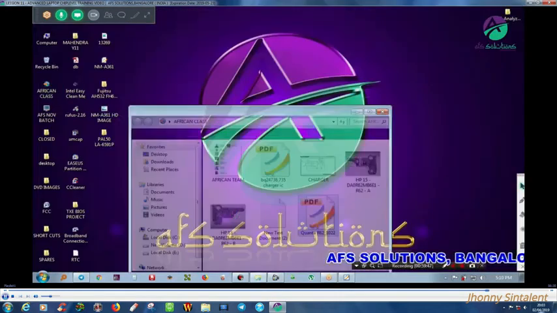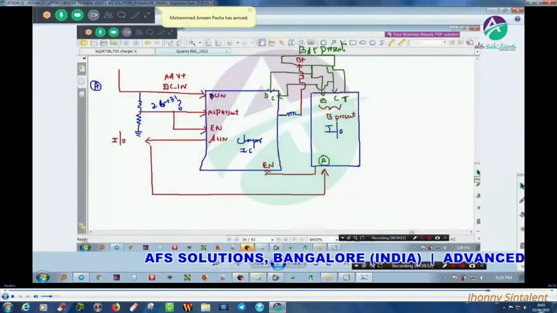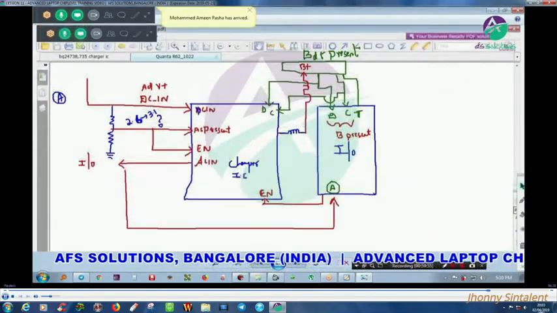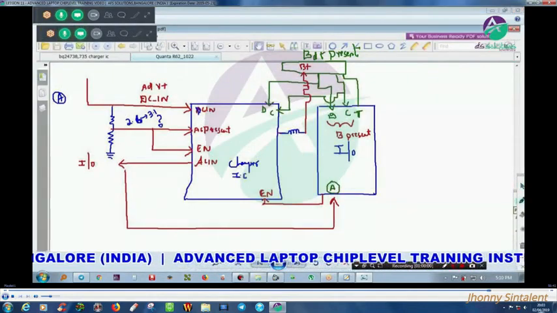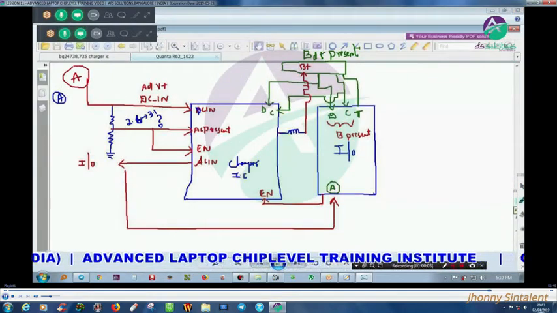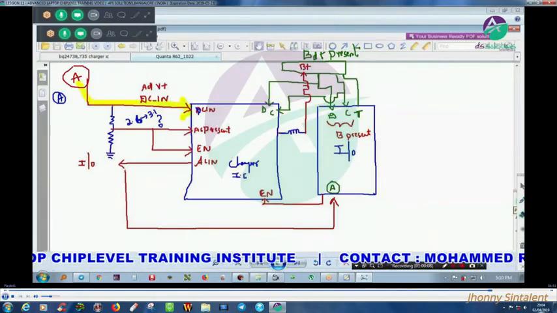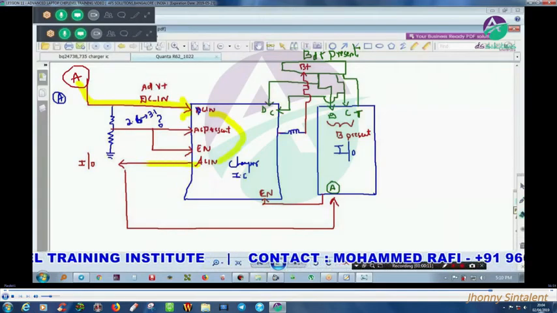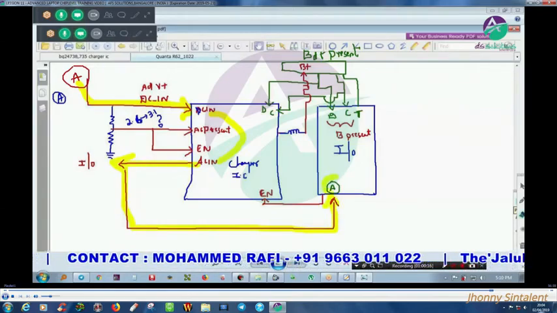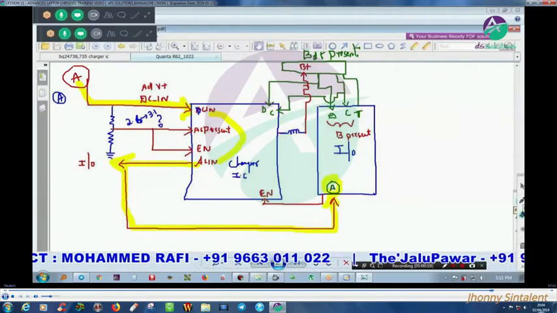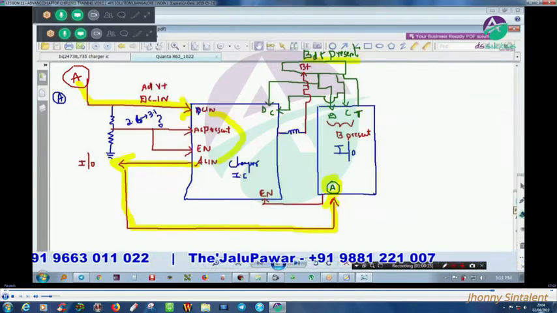Let me show you now. See here. This is A, means a confirmation has to come from the adapter. When adapter confirmation is released, this will release AC in. The AC in is going to my IO controller. That means adapter present confirmation is fulfilled. Now next is battery present. This information has to reach my IO controller.